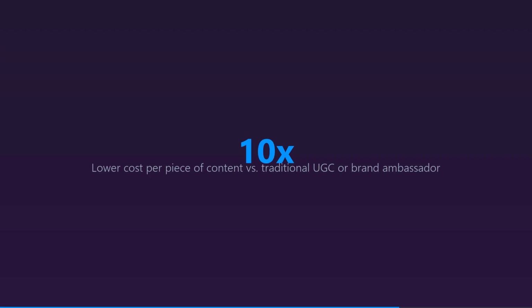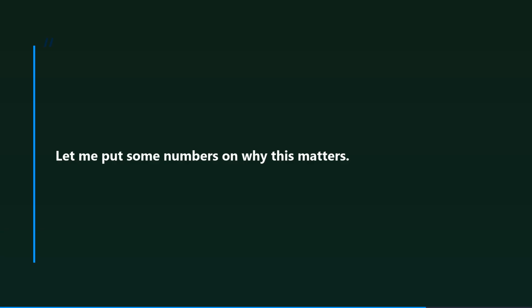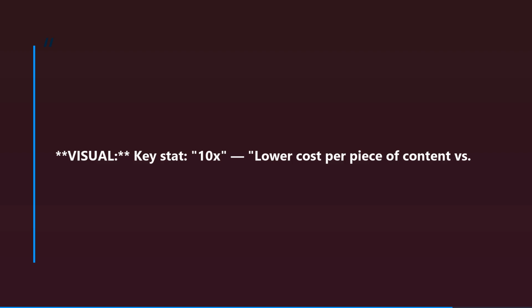Let me put some numbers on why this matters. A typical UGC video for a product costs somewhere between $200 and $500 to commission. A brand ambassador deal where someone posts regularly on your behalf can run $1,000 a month or more. And a professional photo and video shoot can easily hit $2,000 once you factor in the photographer, location, and editing. With an AI character pipeline, your upfront cost is the time to gather photos and the Kling subscription. From there, you are generating content for essentially nothing per piece. If you run ads regularly or post consistently on social media, the math becomes very clear very fast.